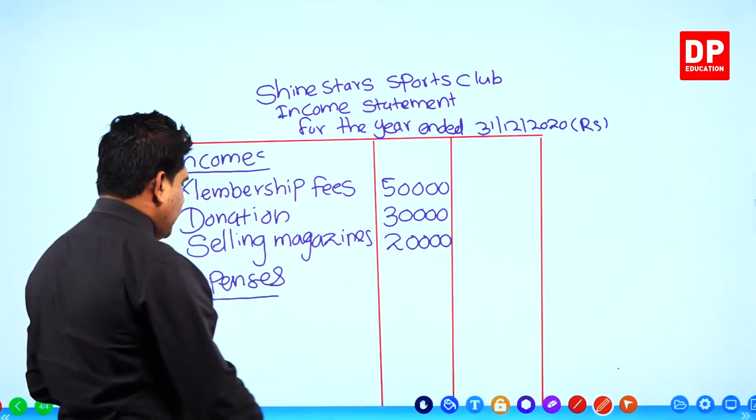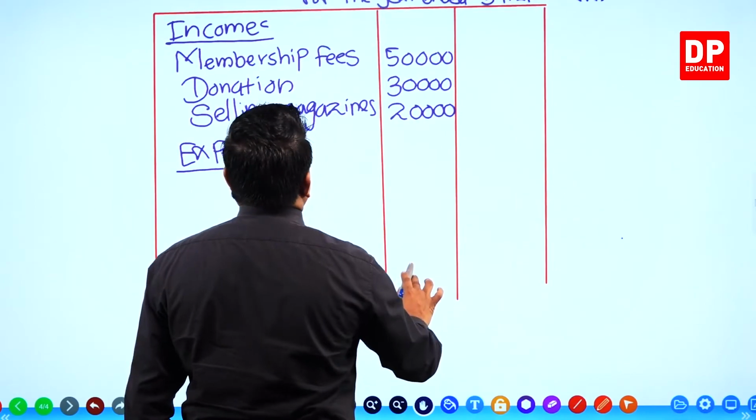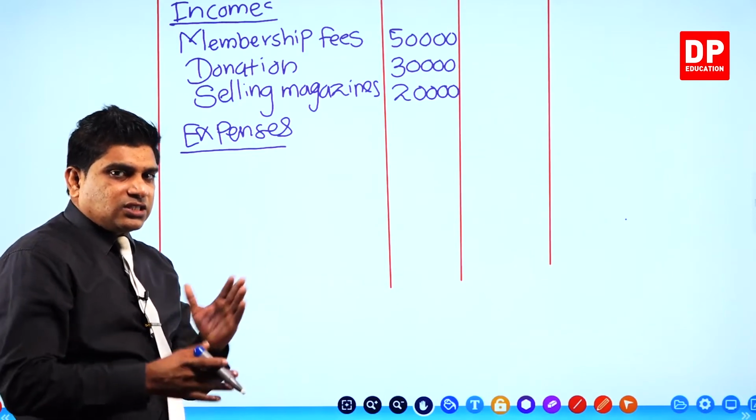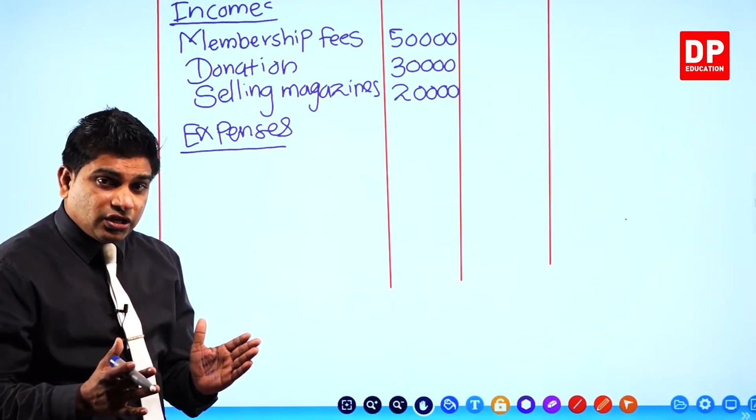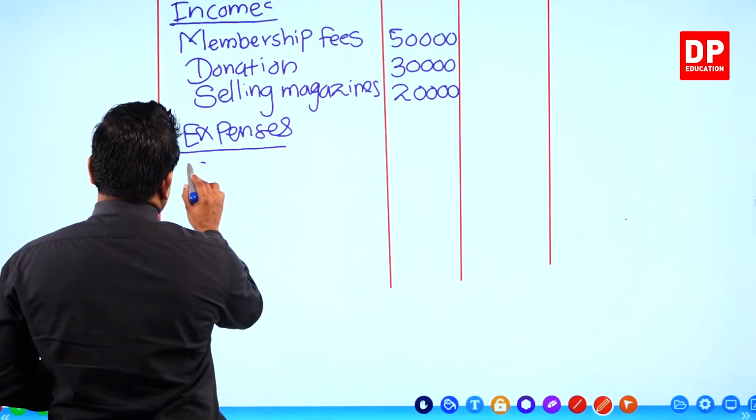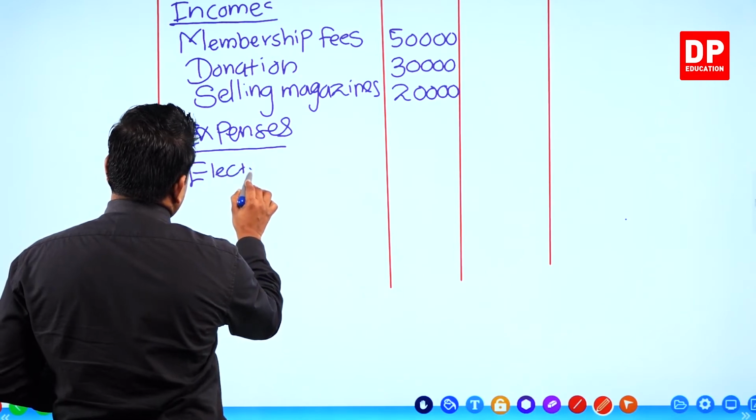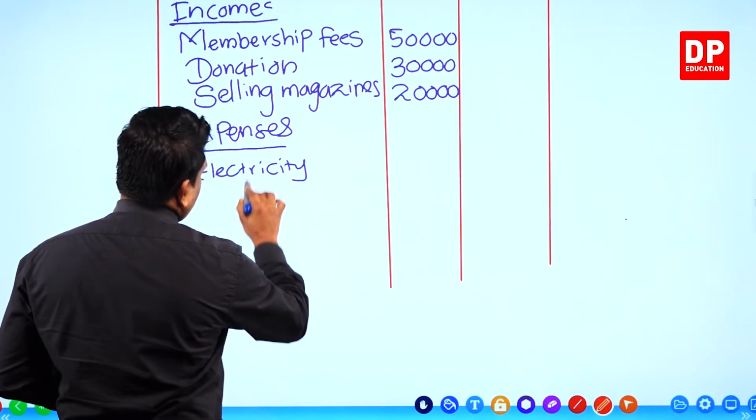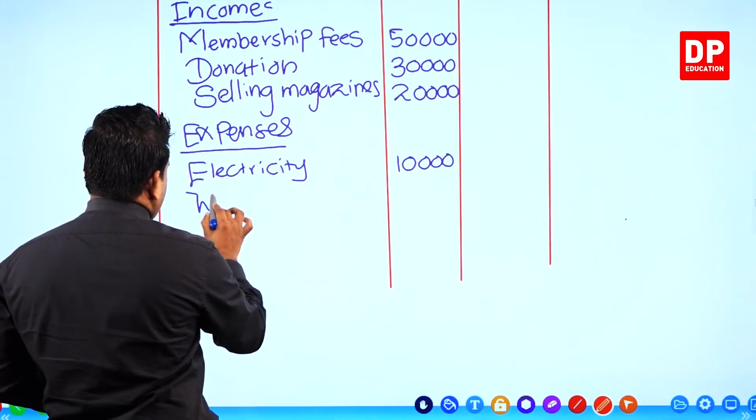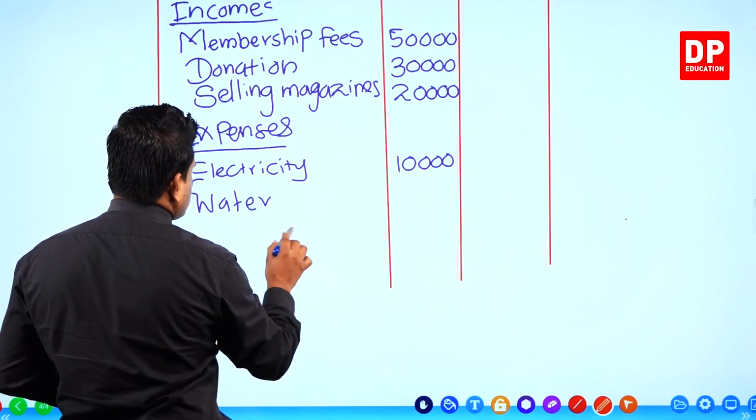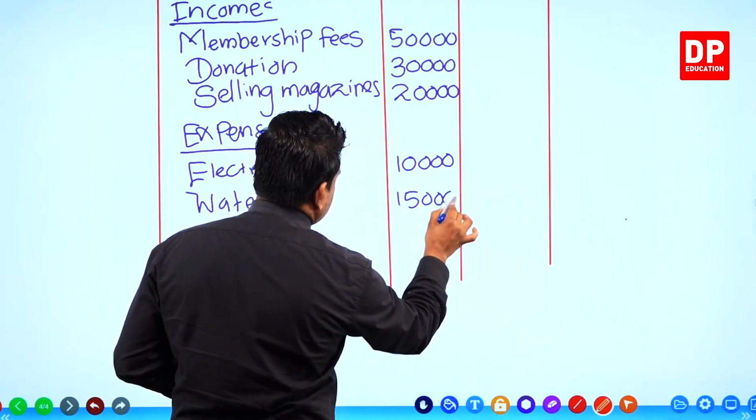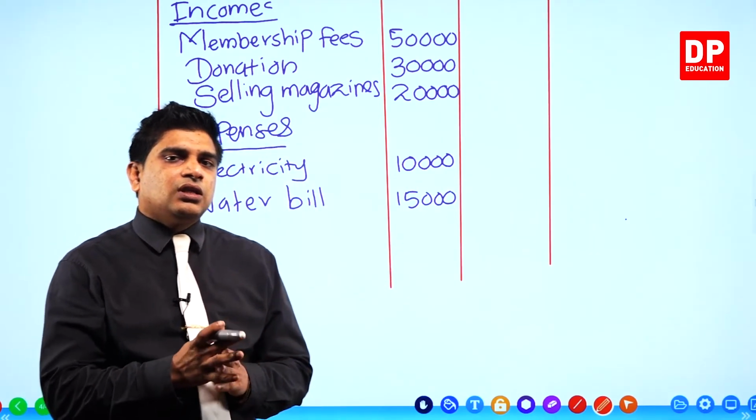Now I'll give some expenses. You know where we write expenses? We enter them under the expenses column, down. Electricity for the year, 10,000. Then water bill for the year in the organization, 15,000.